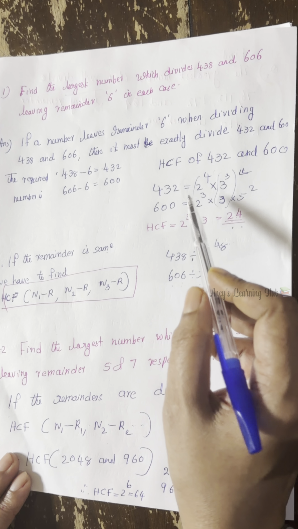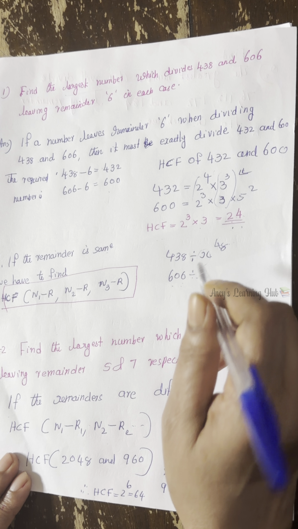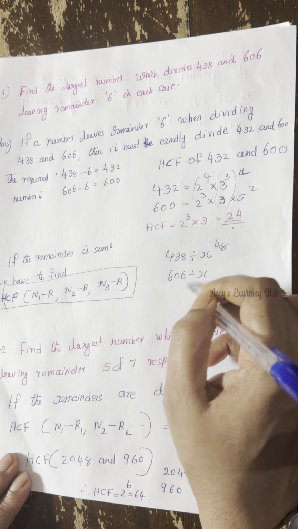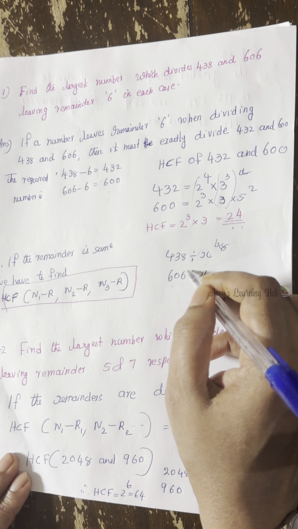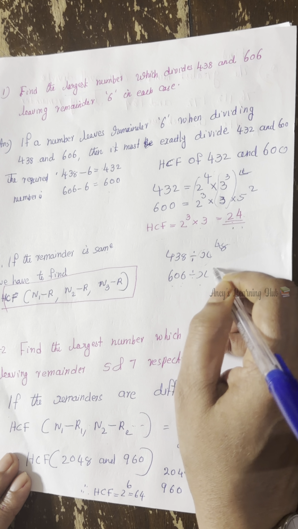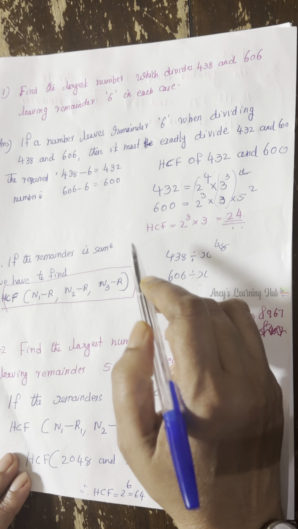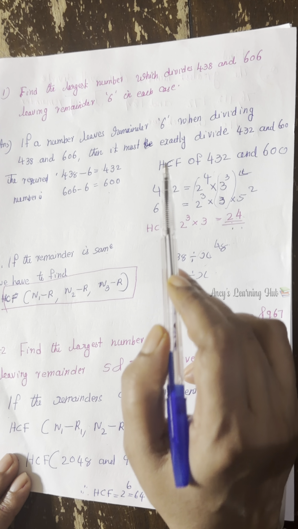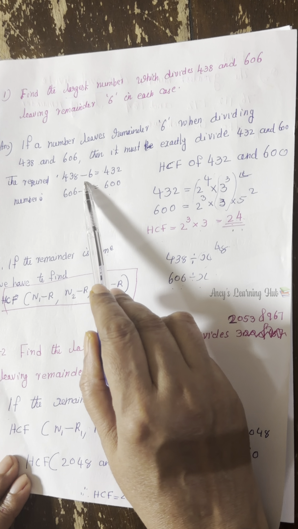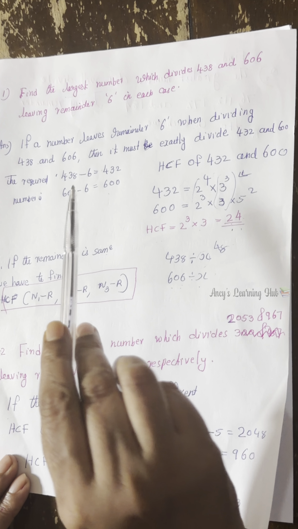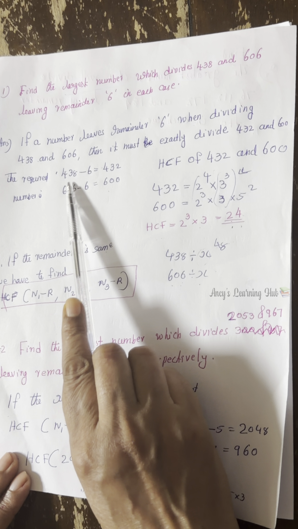need a remainder 6. So, we cannot directly take the HCF of these numbers. The HCF of the numbers will be exactly divisible into both numbers, right. So, we need a remainder 6, that is why we are subtracting the remainder.